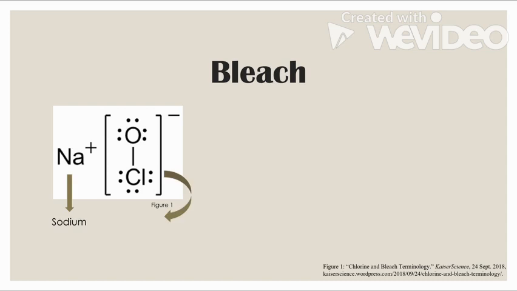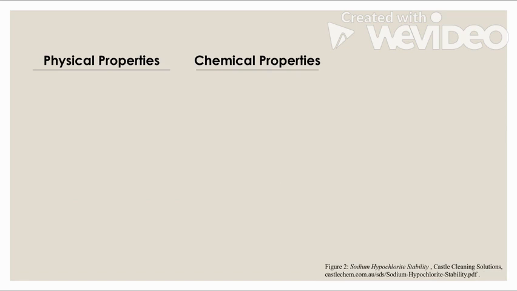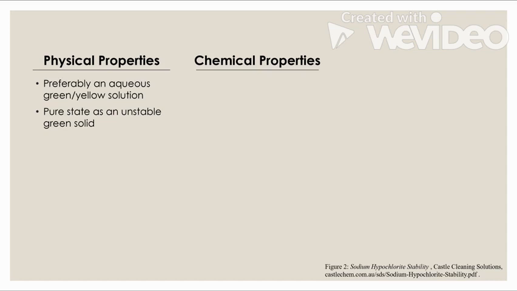I'll be covering the properties of bleach. Bleach, also known as sodium hypochlorite, consists of sodium, oxygen, and chlorine, with a positively charged sodium and a negatively charged chloride. For the physical properties of bleach, it exists as an aqueous green or yellow solution, though its natural state is an unstable green solid. Bleach has a density of 1.11 grams per milliliter and a melting point of 18 degrees Celsius.